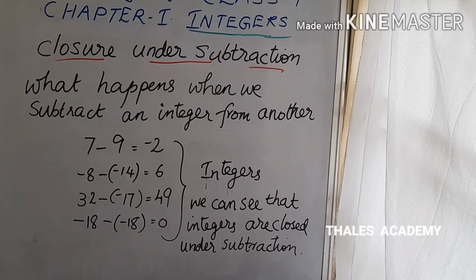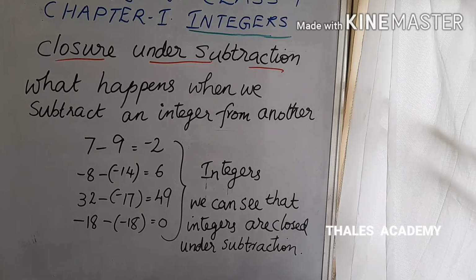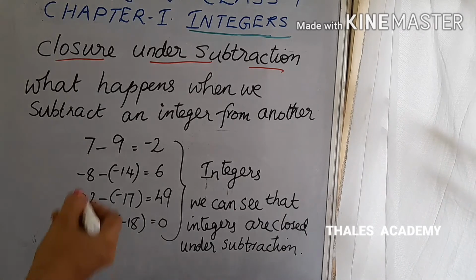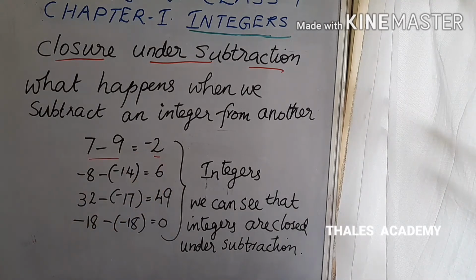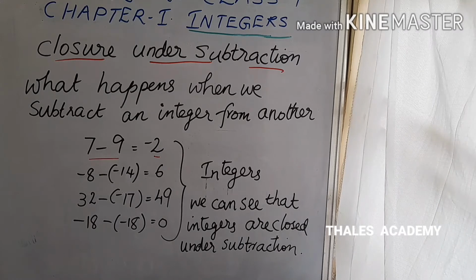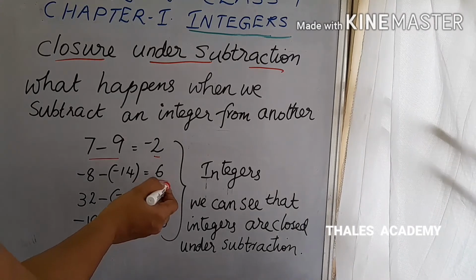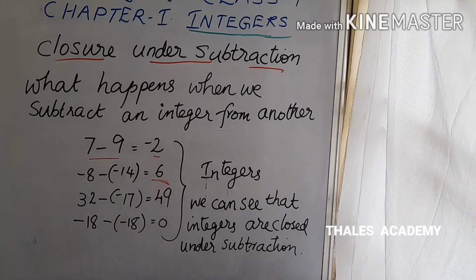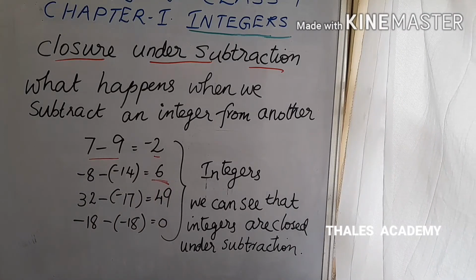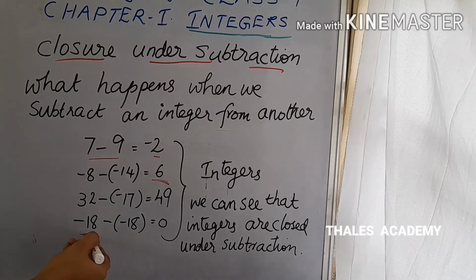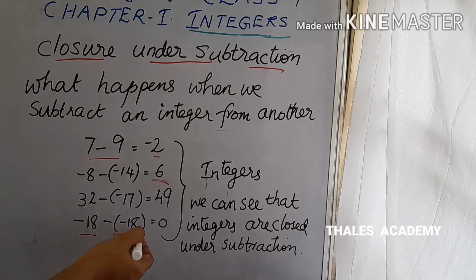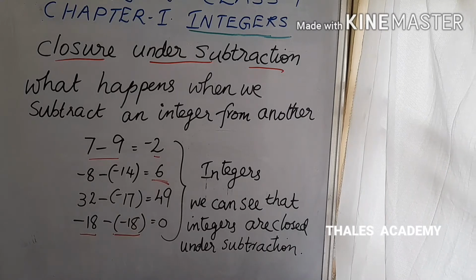Closure under subtraction. What happens when we subtract an integer from another? That is 7 minus 9, we get minus 2. Minus 8 minus 14, we get 6. 32 minus 17 equals 49. Minus 18 minus minus 18 equals 0.